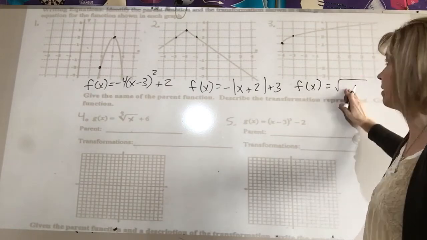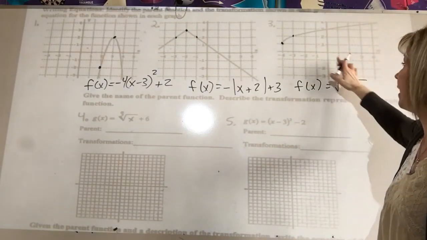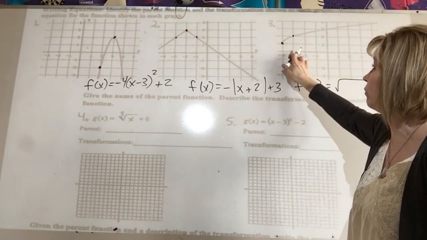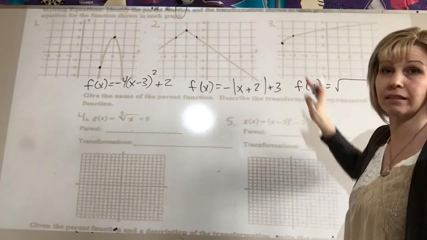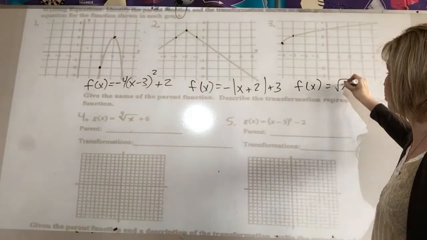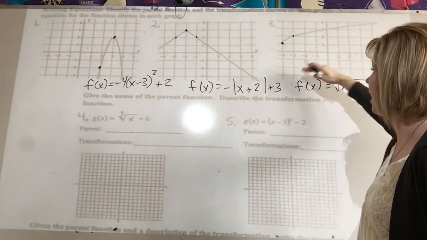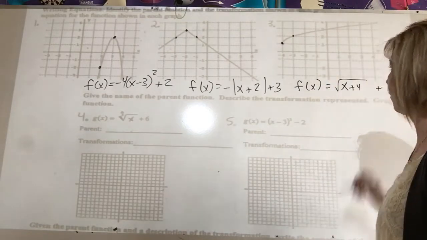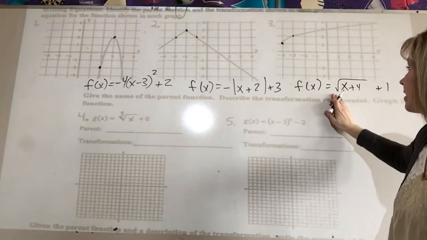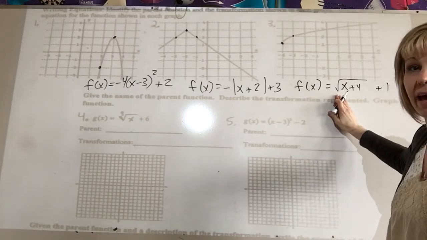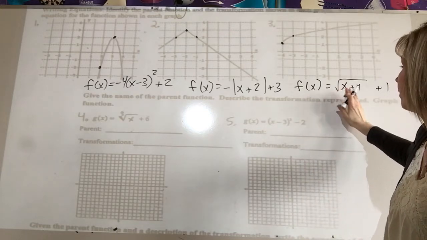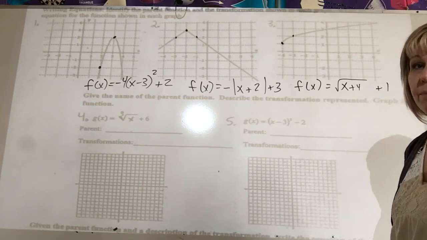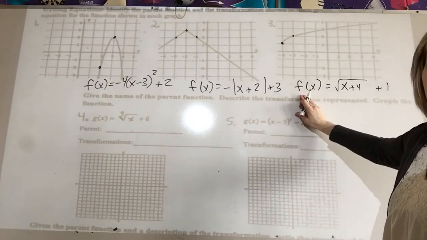You have to create your symbol, your square root. From 0, how is it getting moved? If you look, it counts to the left 4. So we put x plus 4, and then it shifted up 1. So we have f of x equals the square root of x plus 4, plus 1. So there we wrote 3 functions.